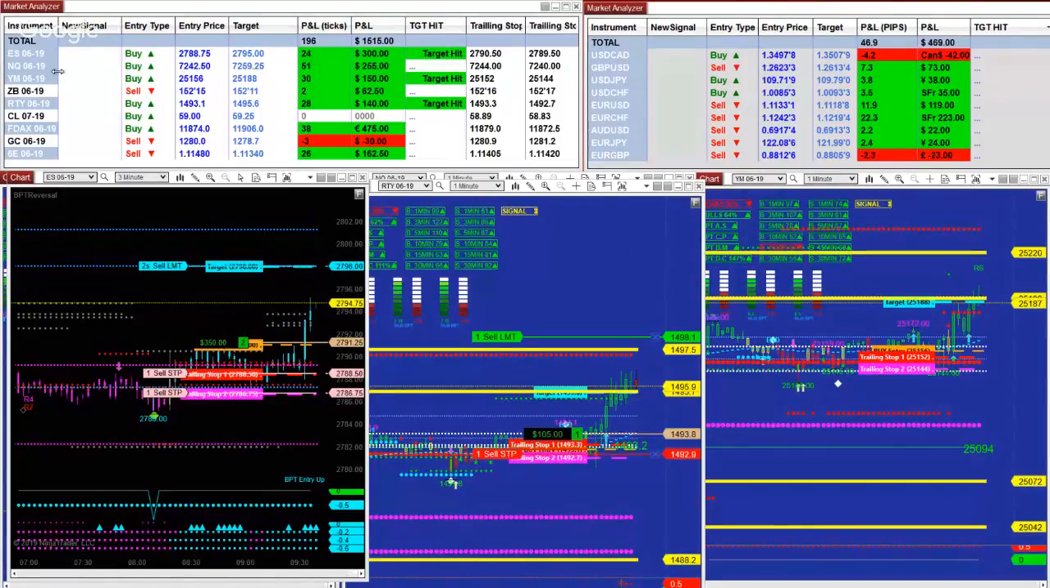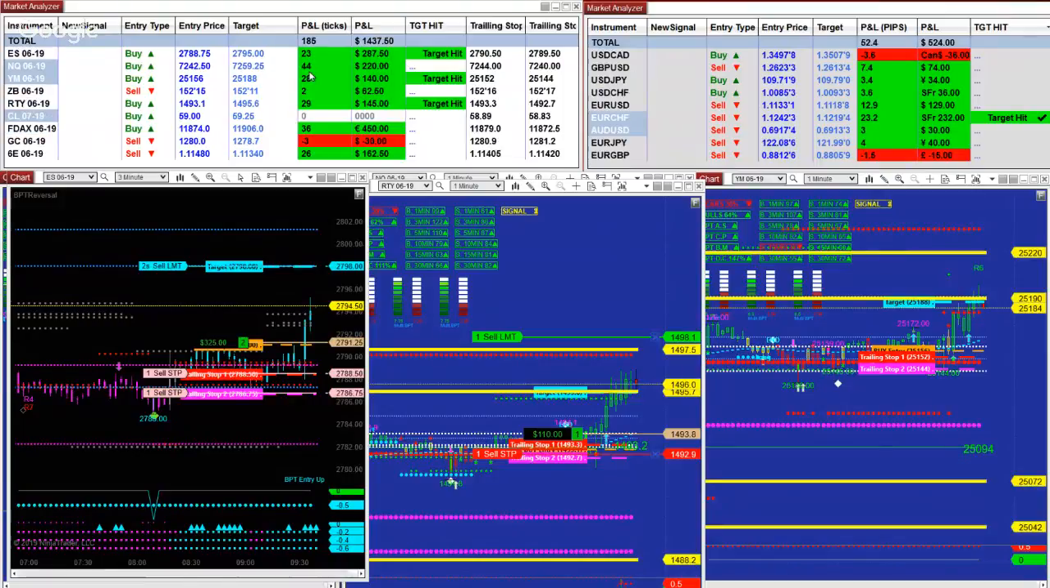On the Nasdaq, it is an entry. It was a signal entry price 724250, target 725925, and we are 44 ticks from the last entry signal profit.